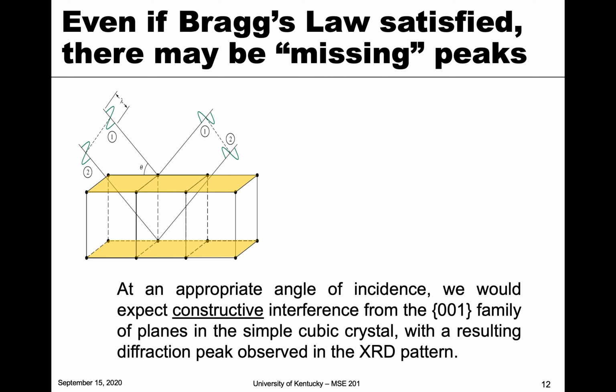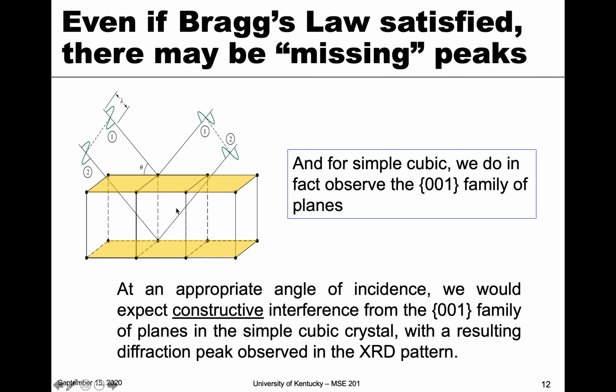All right, so here's a quick look at so-called missing peaks. If we make the comparison with a primitive structure like this, and we look at the diffraction of the 001 type planes, the yellow ones, we would see those diffract in a simple cubic.